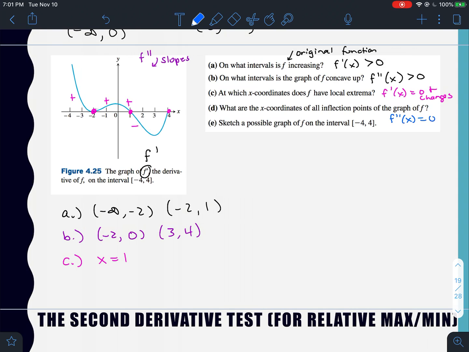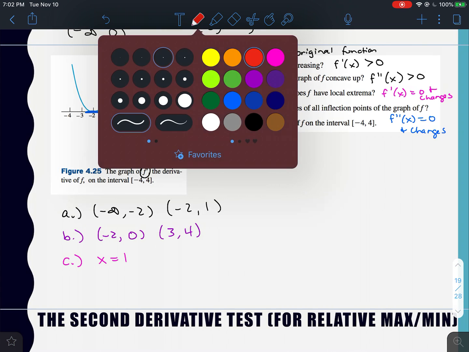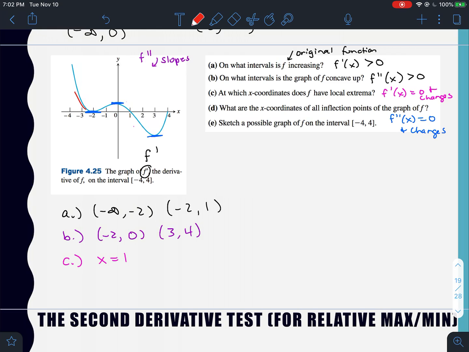All right, for D, at what x coordinates do you have points of inflection? Well, we have points of inflection when the second derivative is equal to 0 and changes signs. The second derivative is going to be the slopes on this picture, so we need the slope of this picture to be 0. Where are the slopes 0? There are zeros at the peaks and the valleys. So the second derivative is going to be 0 at -2, 0, and 3.